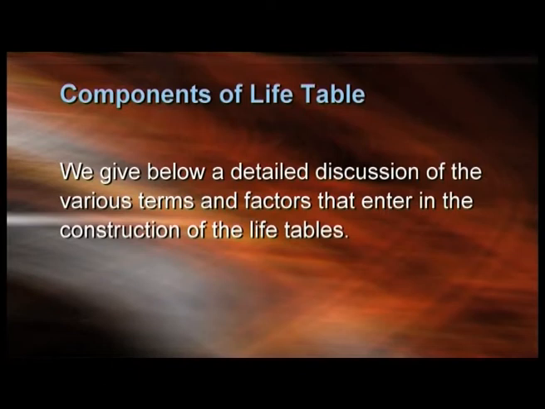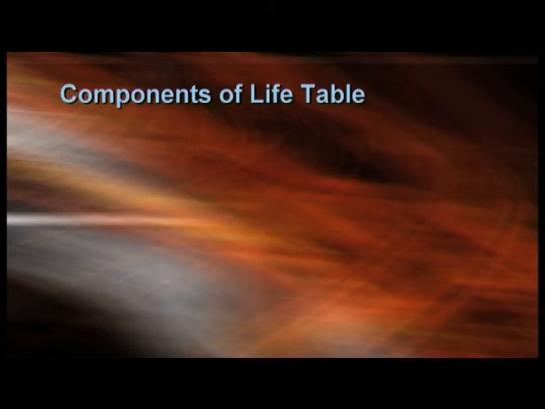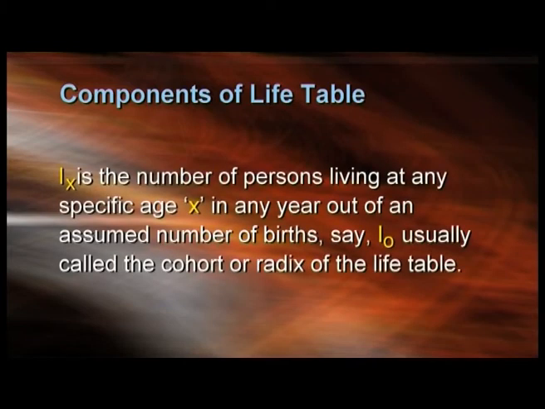Components of life table. We give below a detailed discussion of various terms and factors that enter in the construction of the life table. The components of the life table are: l_x is the number of persons living at any specific age x in any year out of an assumed number of births, say l_0, usually called the cohort or radix of the life table.